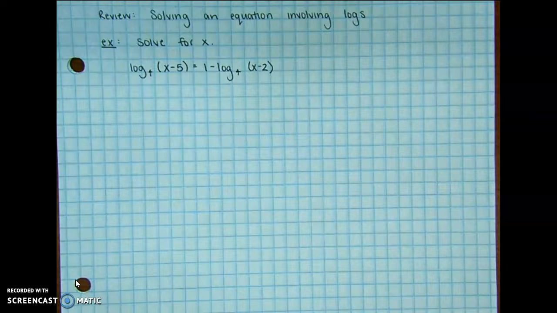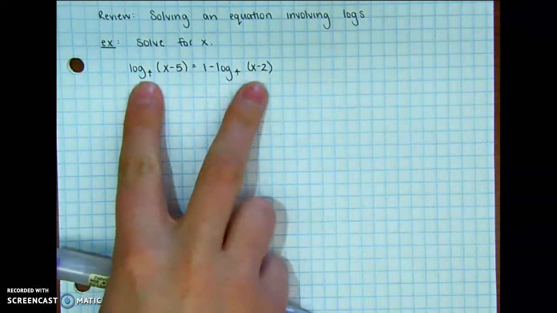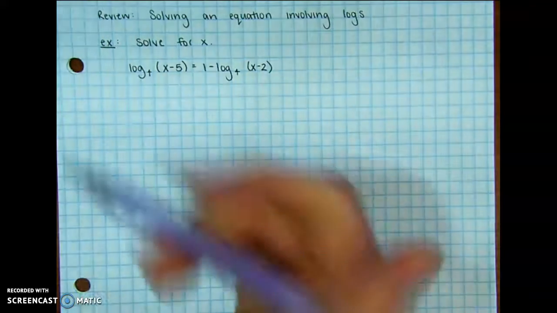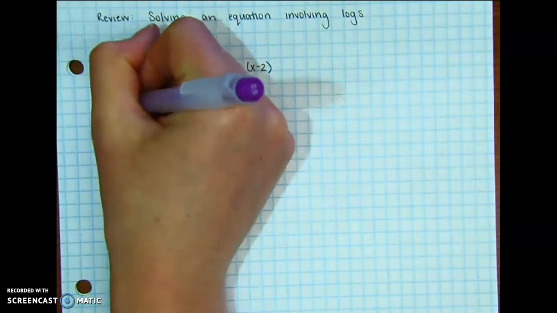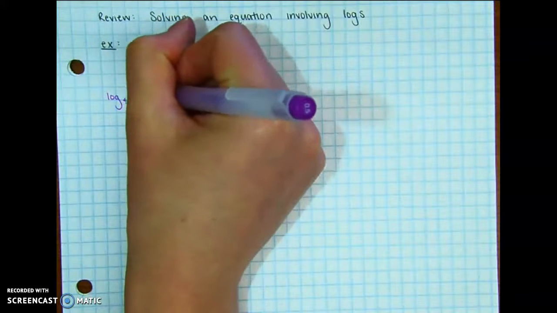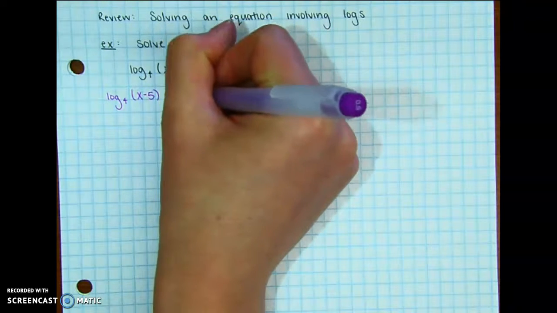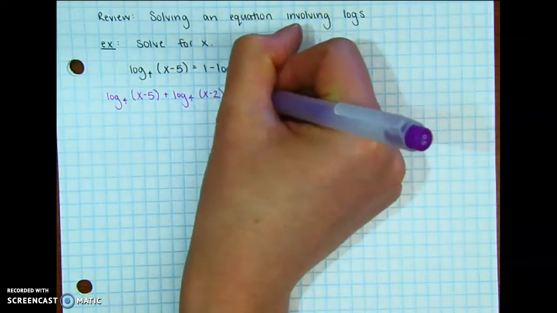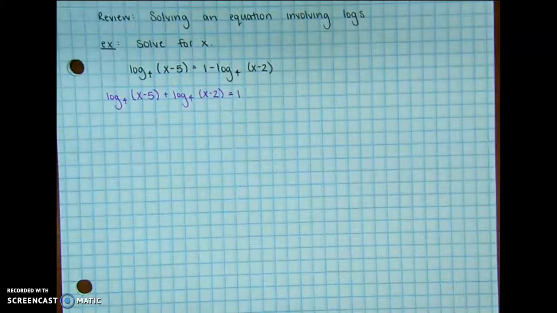Alright, so one thing we've already learned in this chapter about logs is the properties of logs. So when you're solving for x, one strategy is to get your logarithms together and try to condense them into one. Our logs are currently not together, so I'm going to add this log to both sides. That will give me log base 4 of x minus 5 plus log base 4 of x minus 2 equals 1. So I just move this to the left side.